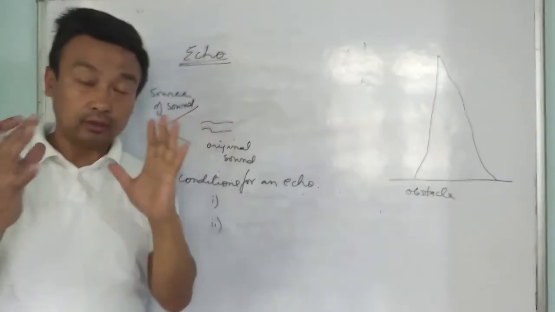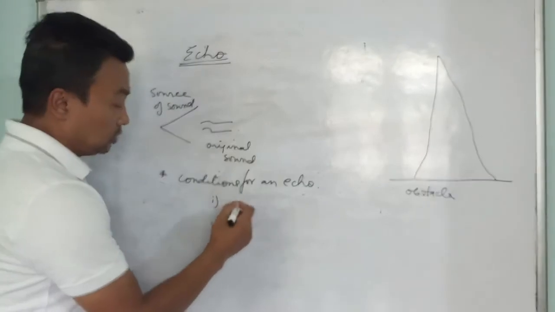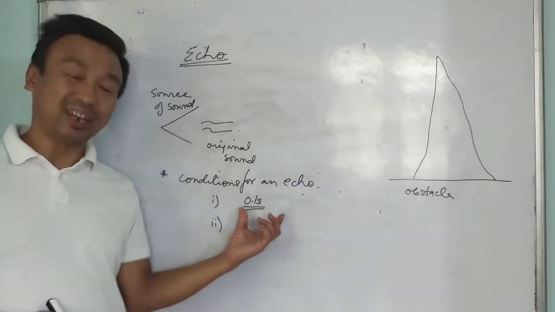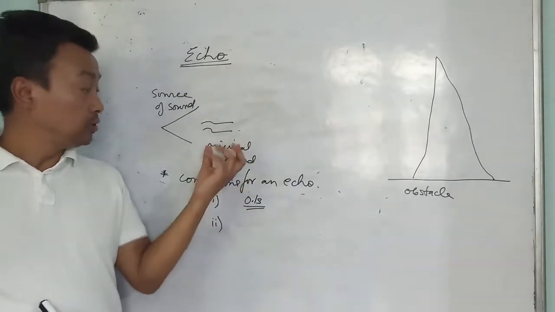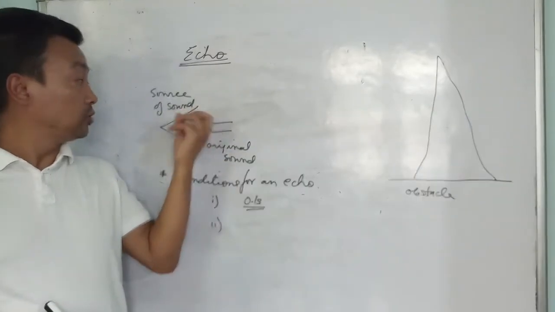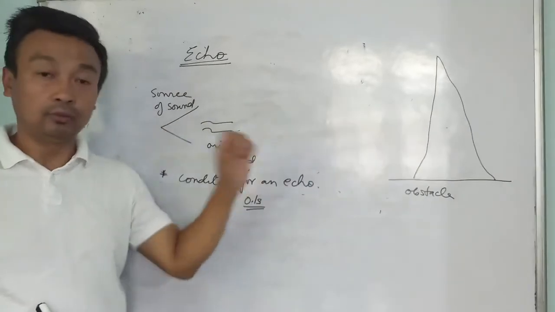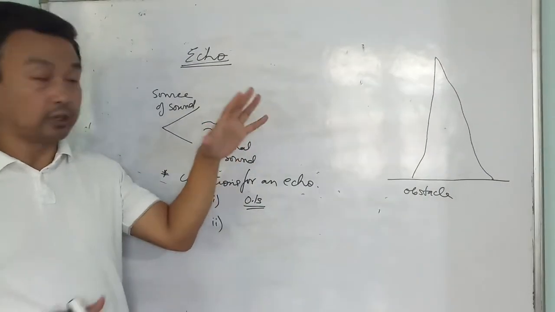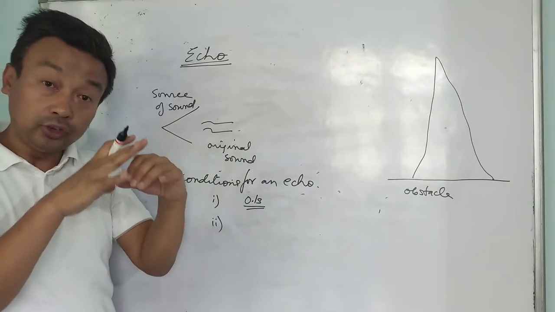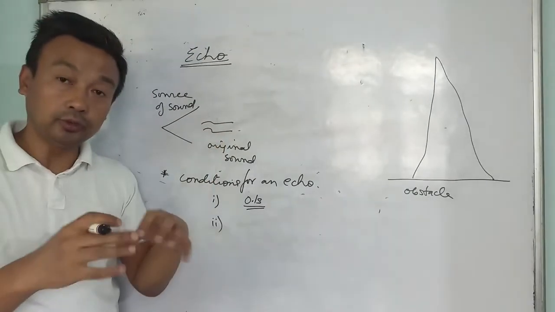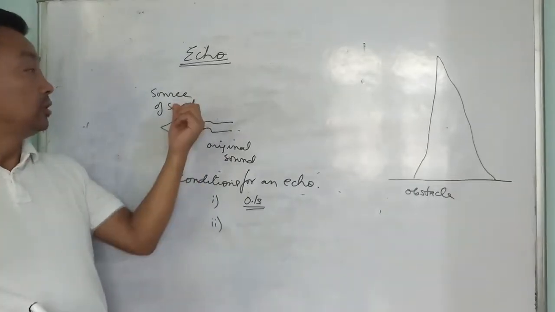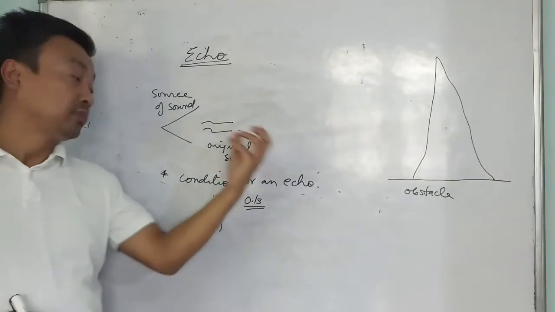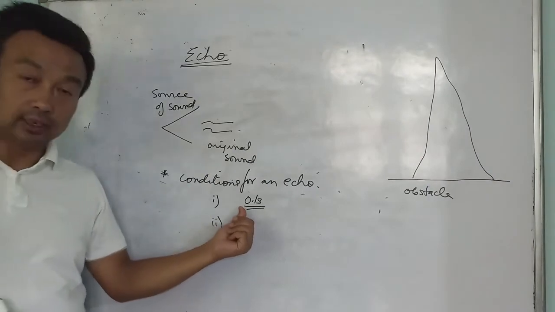And the time taken should be a minimum of 0.1 seconds. That means the original sound, when it is produced from a source, will persist in the medium for at least 0.1 second, that is 1/10 of a second. After 1/10 of a second, it will cease, and whatever sound comes after that is the echo. So that is the first condition: the reflected sound should come at least after 0.1 seconds.